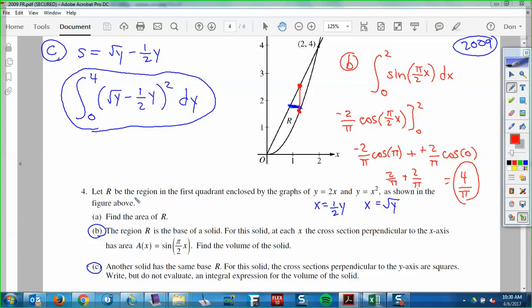Okay? And so let's just talk about B. So that's all you need in there. Right? That's all you need is the integral of the area of the slice.